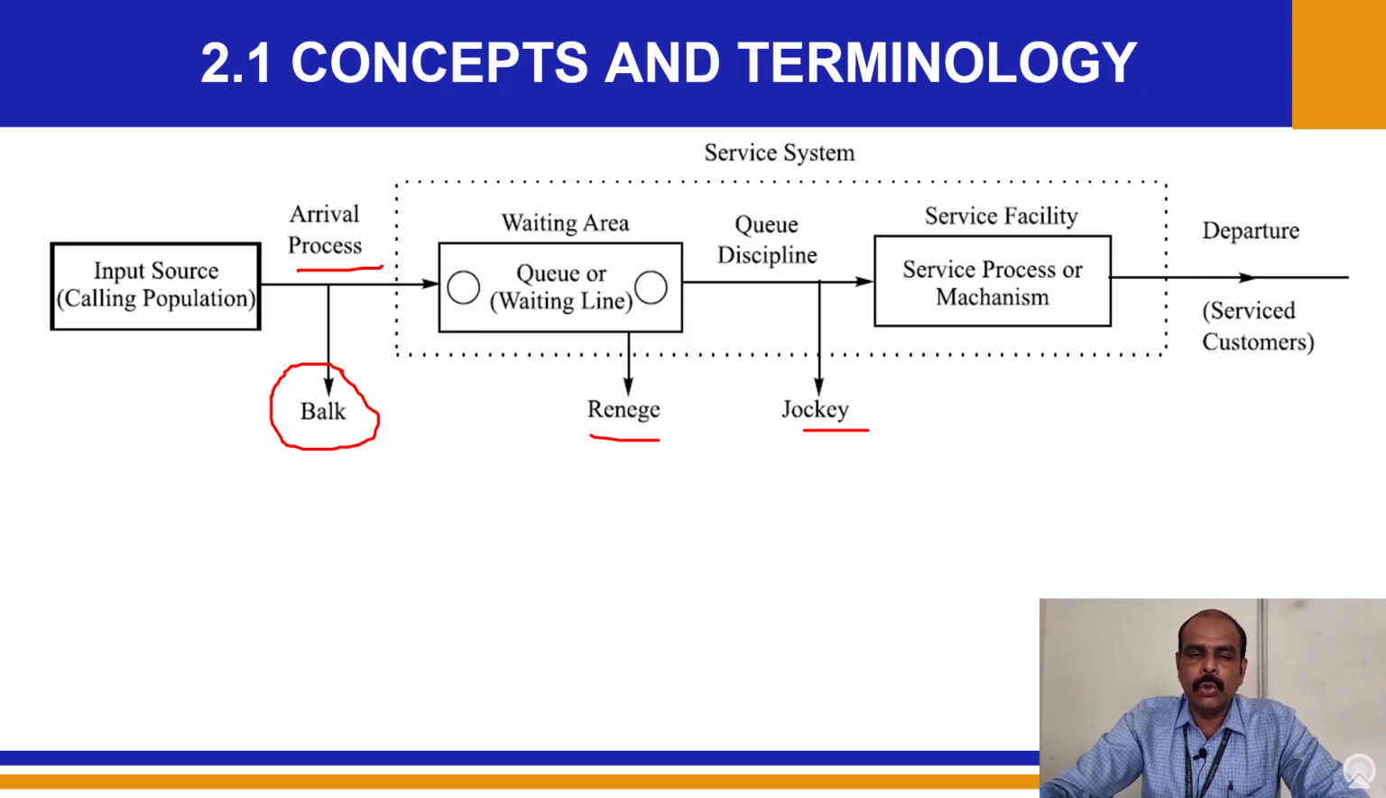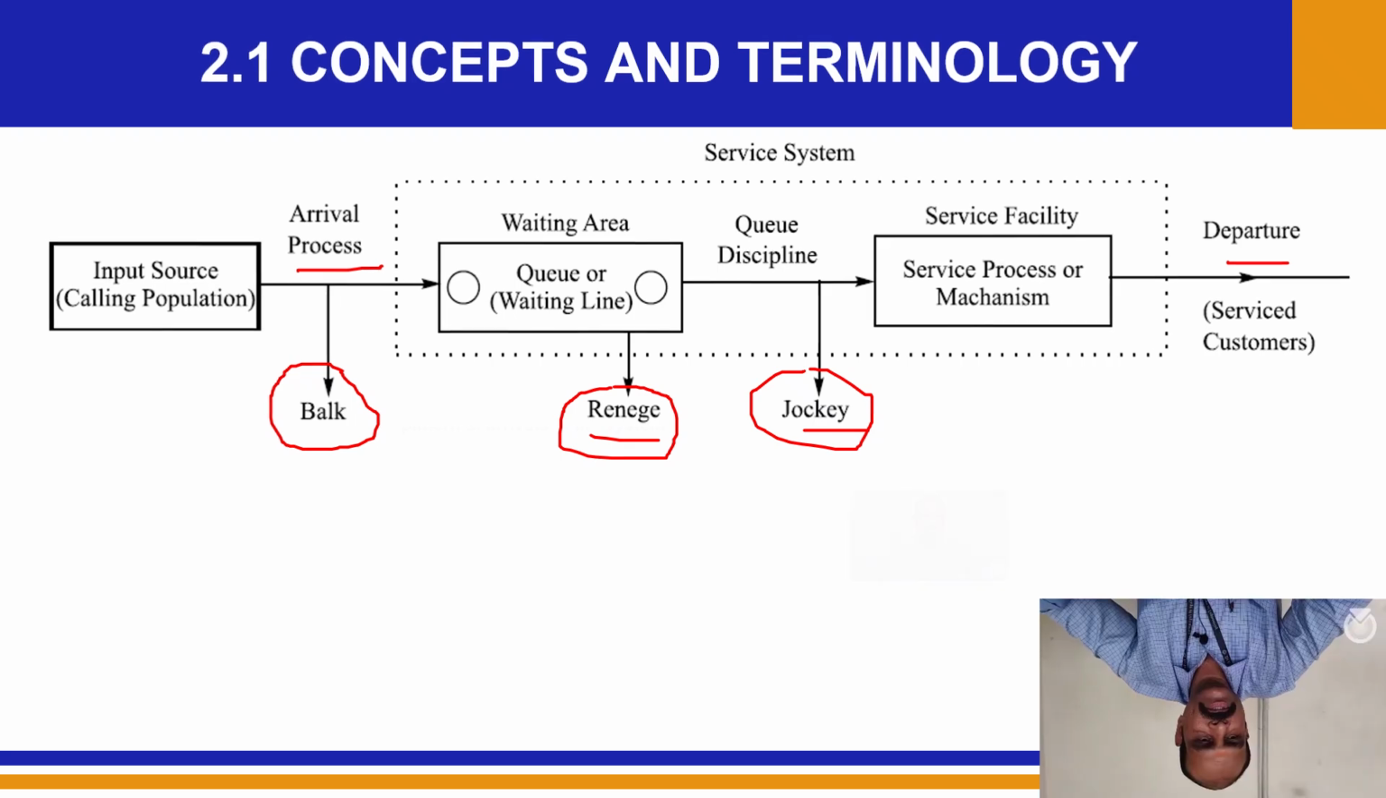So how is the queue discipline going to be? On arrival, customers are going to exhibit balking. In the waiting area, they are going to exhibit a behavior called reneging. In the queue, now waiting is over, they have arrived in the queue and they will be exhibiting a behavior called jockeying. Now they got to the service facility, they got their service done and they go out. Okay, so this is a graphical representation of a queue. Now we'll see the behaviors.